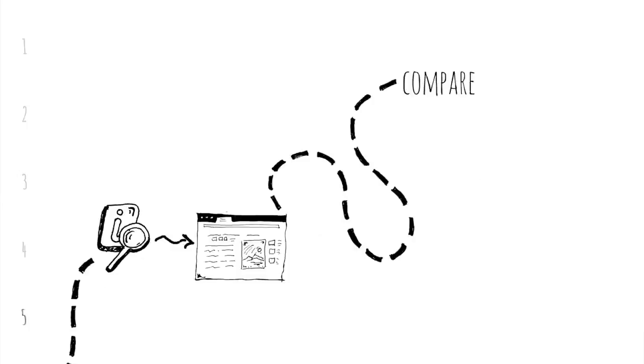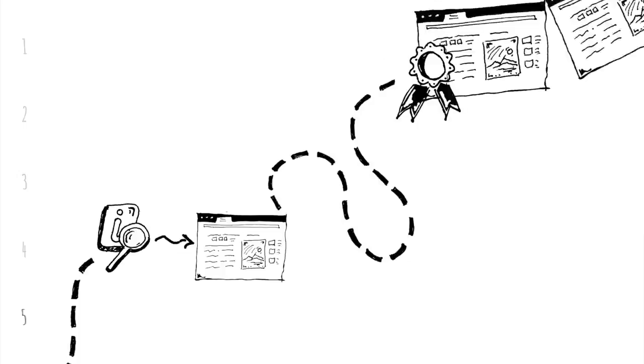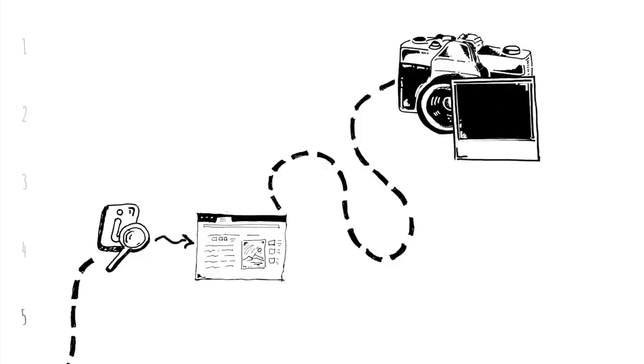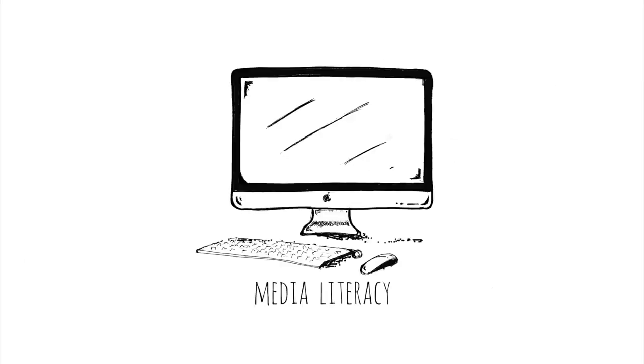Number 5, compare. Compare it to other news sources to get a different perspective. Find other credible sources from other areas of the ideological or political spectrum to provide nuance and get a bigger picture of what's actually going on.